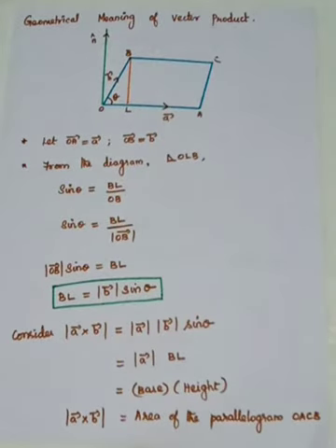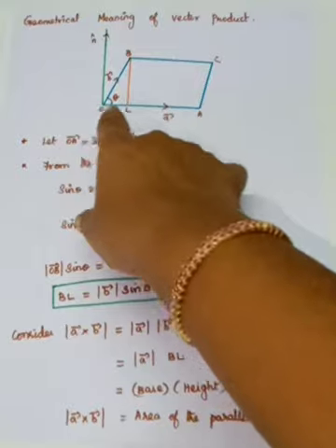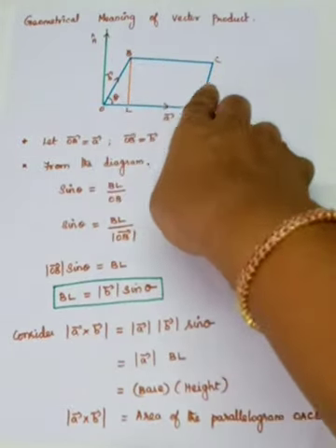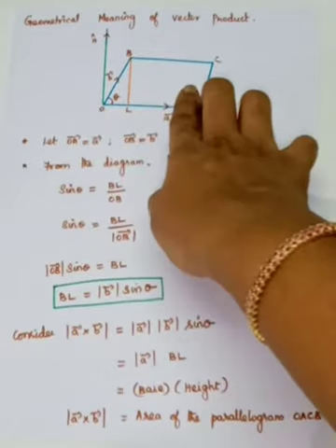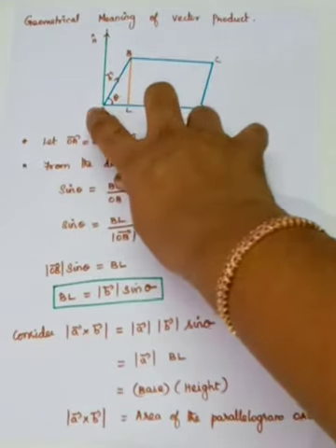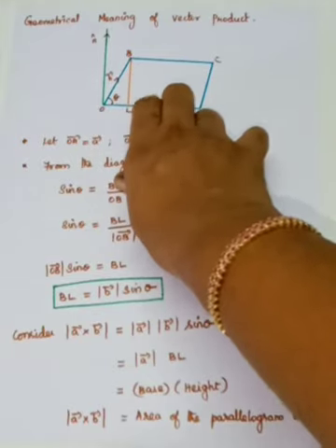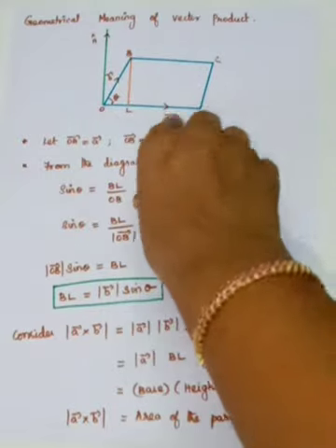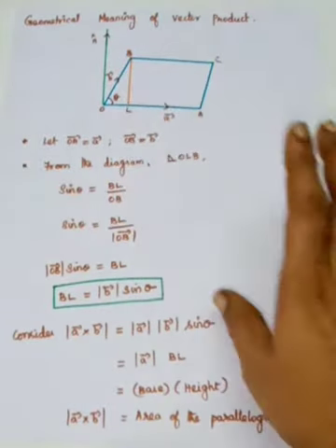Okay, see now here, this is your A vector and this is your B vector. The parallelogram is in the plane containing A vector and B vector. So how is your n cap? N cap is perpendicular to A vector and B vector. So it is perpendicular to the plane containing A vector and B vector.